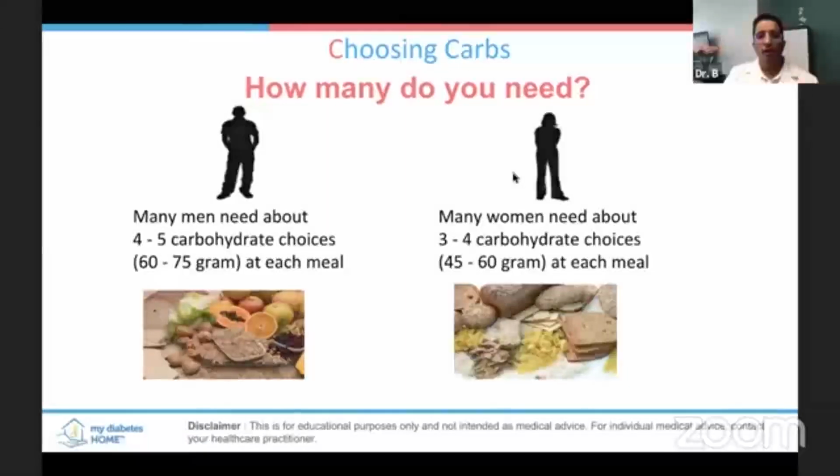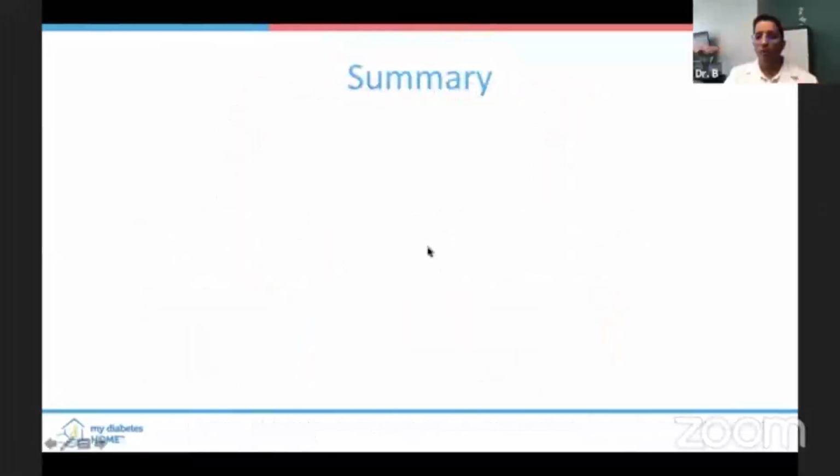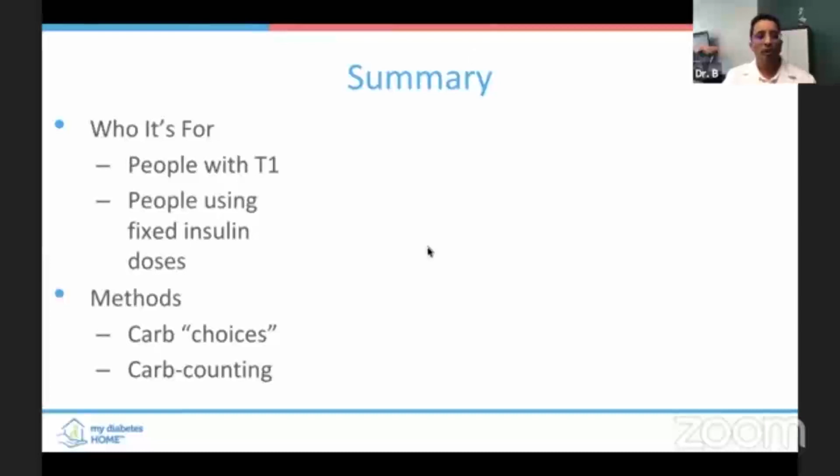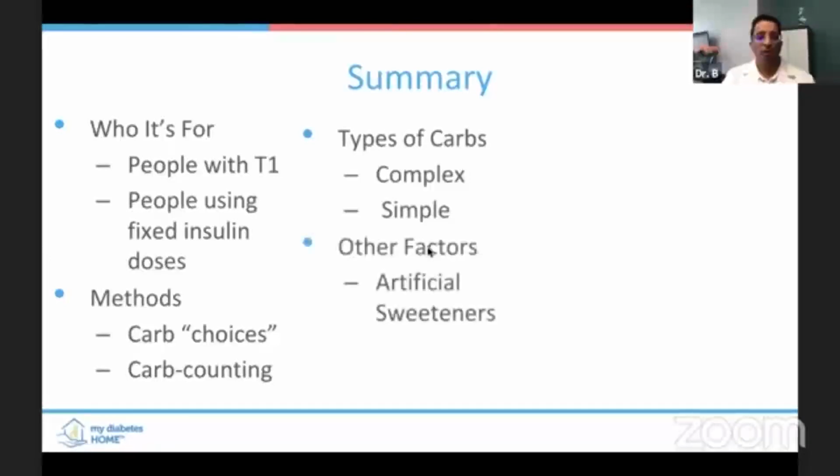Moving on, I think we are getting closer. So let's summarize. What did we talk about today? So who should be counting carbs? People with type 1, people using mealtime insulin, and anybody else who wants to follow a healthy diet. Remember, carb choices versus carb counting as grams of carbs. So keep that in mind, carb choices versus grams of carb. 15 is the number. Complex and simple carbs. Think of more complex carbohydrates.